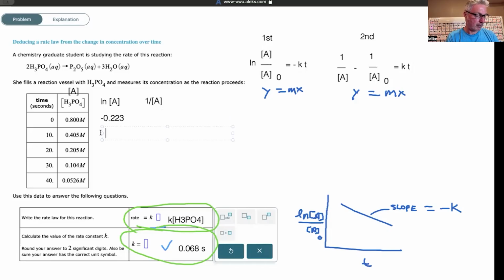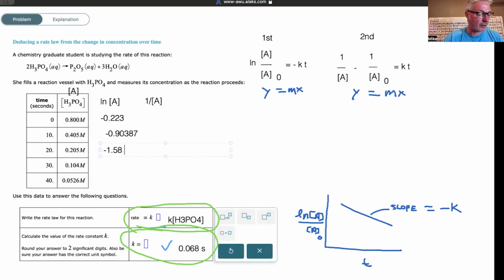0.405. Natural log, boom. I don't have to do the boom every time, but I kind of like it. Negative 0.90387. Okay. 0.205. Natural log, negative 1.58. Let's just quit after that.